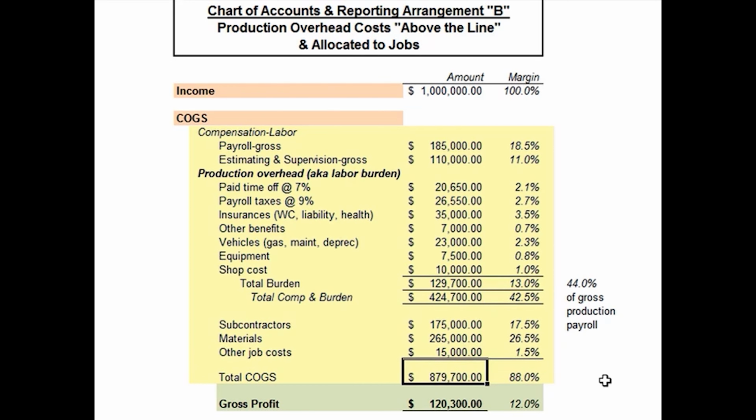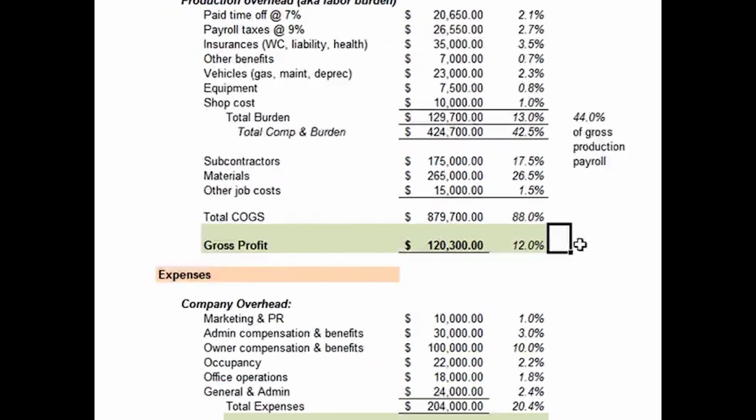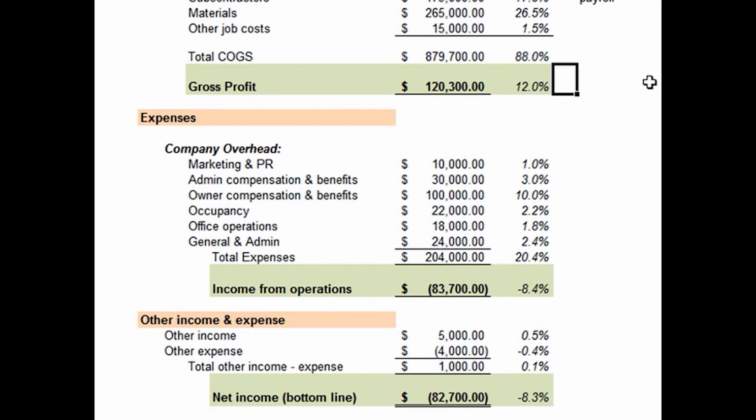Now our total cost of goods sold is sitting at 88%. We're seeing an actual gross profit here of 12%. Okay, now this is helping to explain why our bottom line is looking as it is. It's very difficult in this particular circumstance with these particular numbers. 12% is just not going to make it.